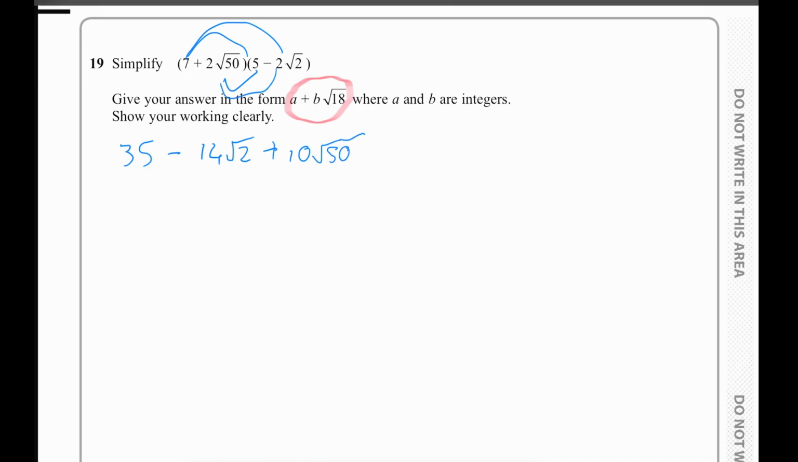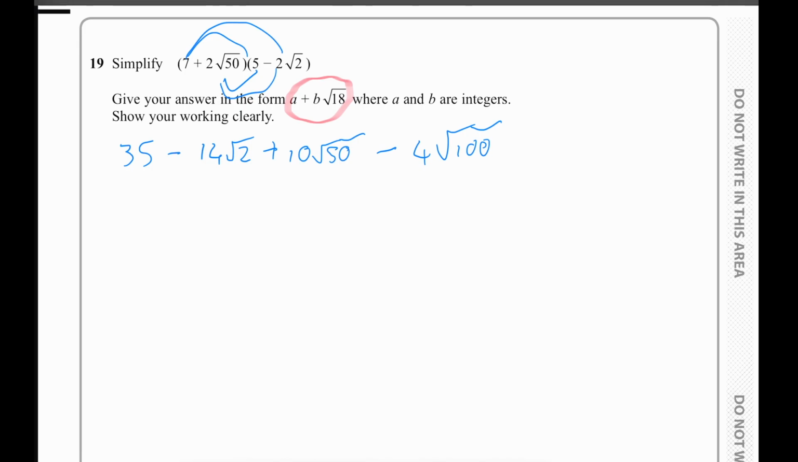And then -2 root 2 times 2 root 50, which gives us minus 4 root 100. Because square root 2 times square root 50 gives us square root 100. You can also think of it like this. 50 times 2, essentially it's the same thing. Alright, so now that we've got all of those brackets expanded, we can look to simplify it.